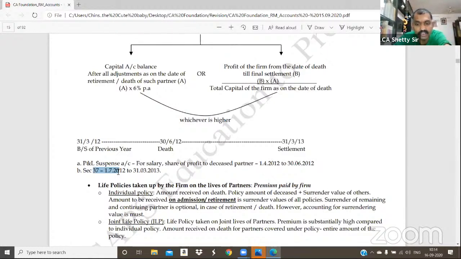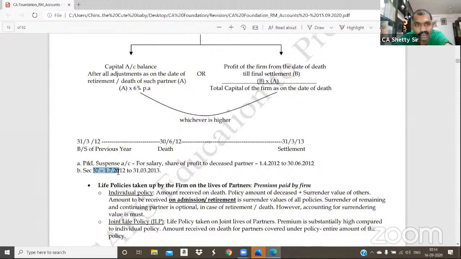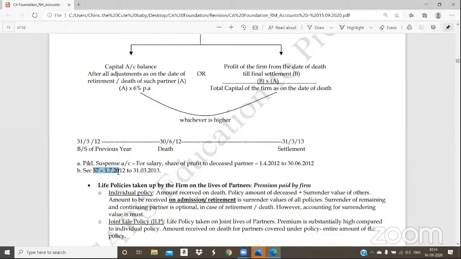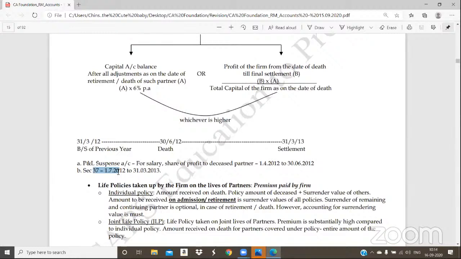So next is life policy, extremely important. Which accounts are we discussing from morning 8:15? Partnership accounts. Thank you. That much sense, if you have, great. So life policy, individual policy, taken up by whom? Firm or partner? Individual policy.